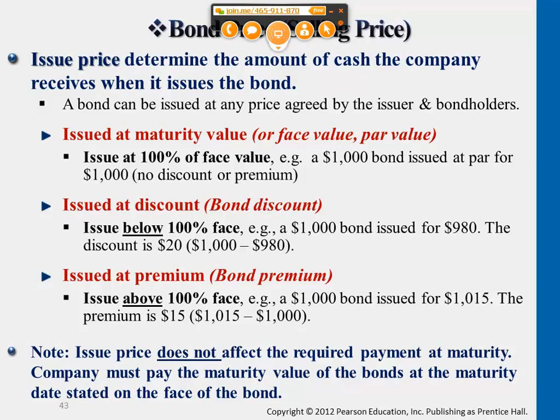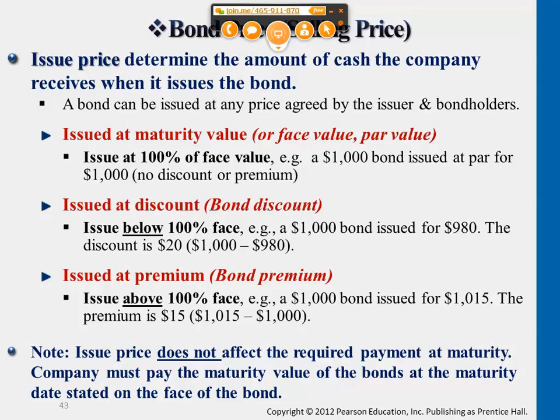Issue price may not necessarily be the same as maturity value. It could be the same. That's the first case. They borrow money, $1,000. Bond certificate states $1,000. Second case, their interest rate is not as attractive, lower than the market, then they issue a bond at a discount. They're not able to get 1,000. They only get about 980, 970, but later they still have to pay 1,000.